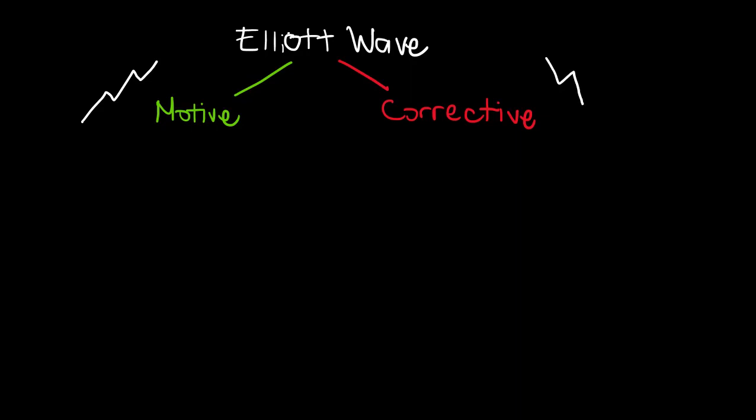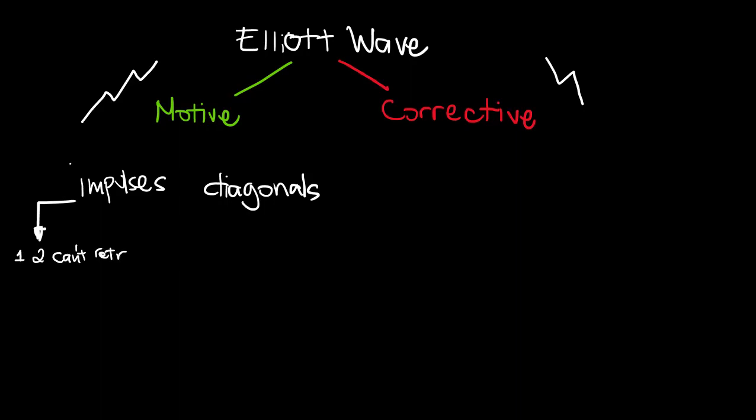Motive waves are divided into two main groups: impulses and diagonals. The only major difference between the two is that impulses are those waves that strictly follow the three cardinal rules in Elliott, namely, Wave 2 cannot fully retrace the start of Wave 1. Wave 4 cannot retrace the peak of Wave 1. And lastly, Wave 3 is never the shortest.